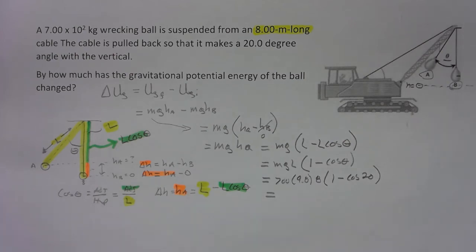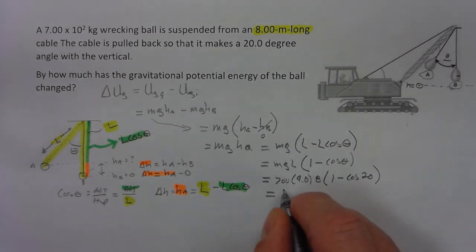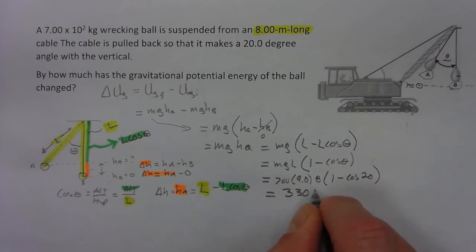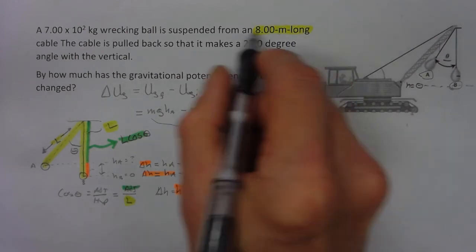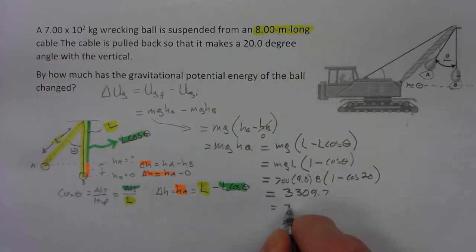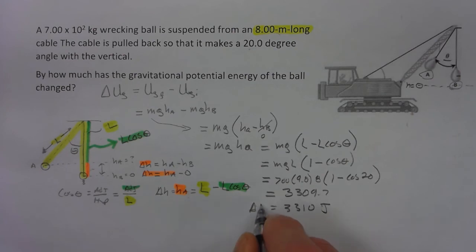Wow, 3,309.6, 3,309.7, but we got 3 digits up there, so that's 3,310 joules. That is our change in U.